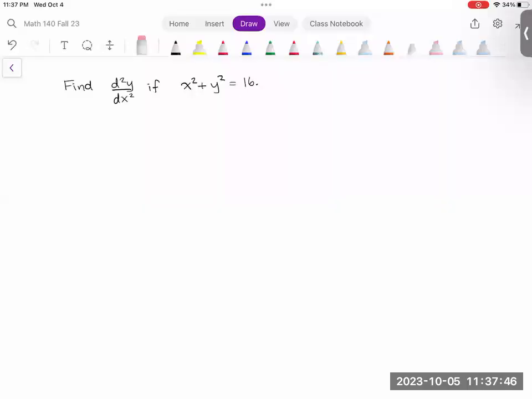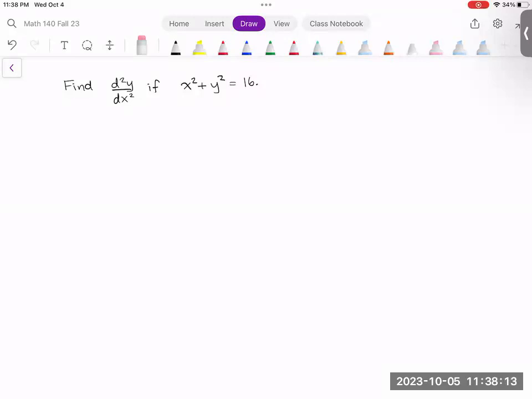Okay, we're going to do one more example of implicit differentiation, this time to find a second derivative. We're going to be looking at the circle equation that we had before, x squared plus y squared equals 16. And we're going to start by finding just the derivative. Okay, so we have x squared plus y squared equals 16.